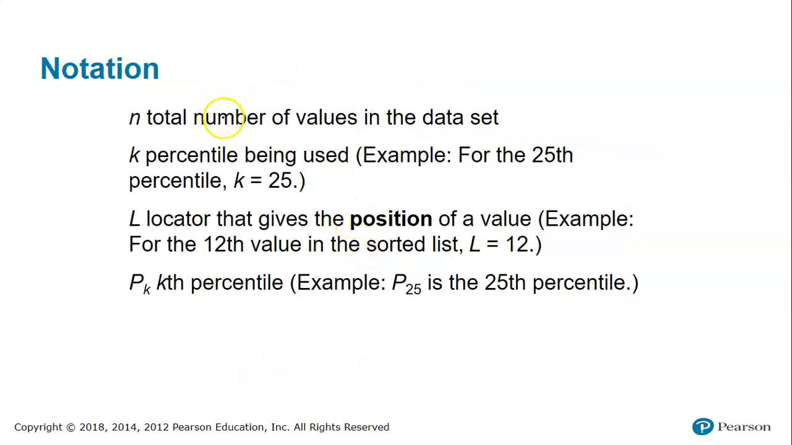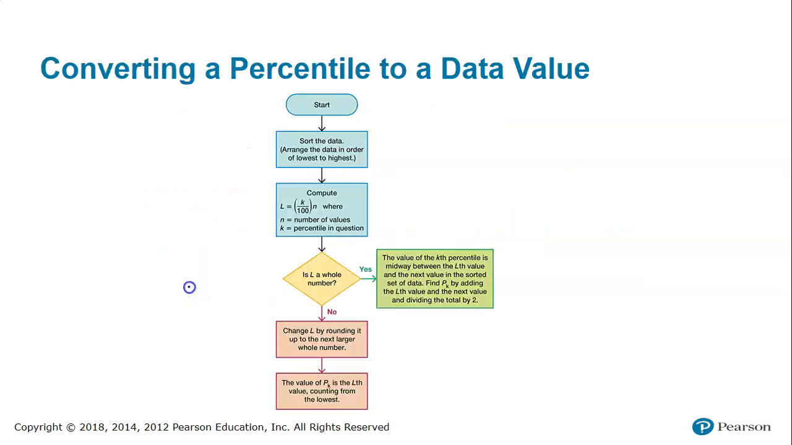Okay, so that's kind of going from a value to the percentile. So now we want to turn around and go from the percentile to the value. In order to do that, we need to make sure we're clear on our notation. N is always our sample size, or the total number of values in the data set. K is going to represent the percentile that we're using in the problem. L is simply a locator value that we'll talk about. And then this piece of kth is going to represent the kth percentile.